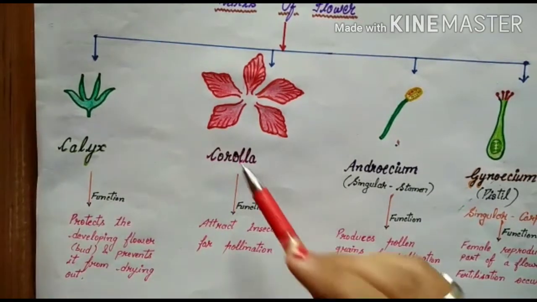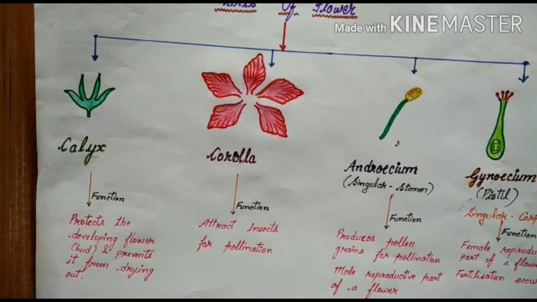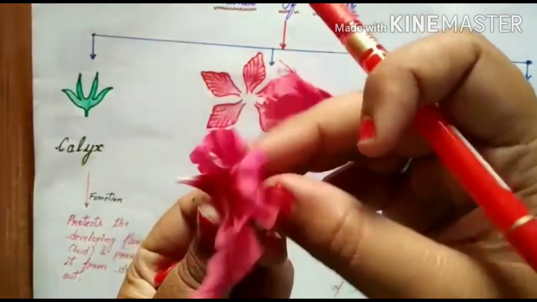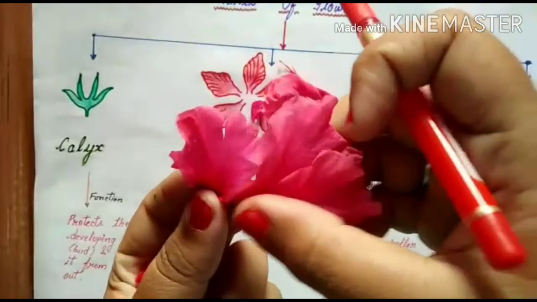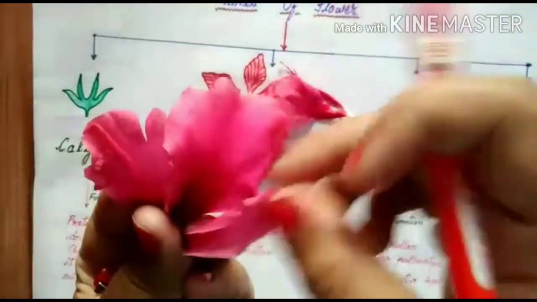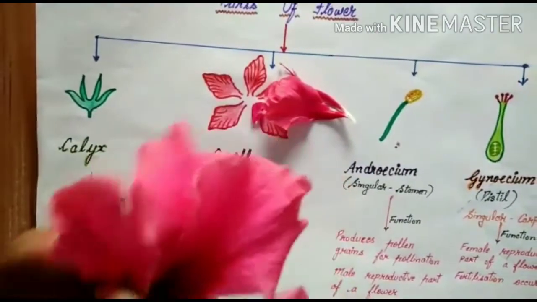Next part is corolla. The colored part of a flower is known as corolla. It is of different colors in different flowers. Like in China rose, see these petals, they are reddish pink in color. So it is the colorful part, and these colorful parts are known as corolla.